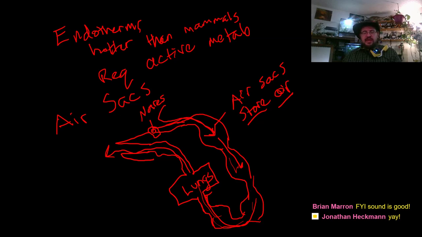So why is this amazing? Because when the air leaves the lungs, it pulls air out of an air sac and passes fresh air over the lungs. So avian dinosaurs get fresh air when they inhale and fresh air when they exhale.